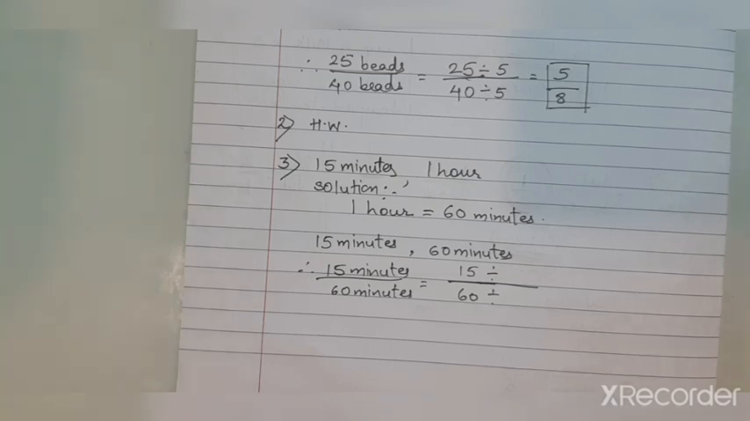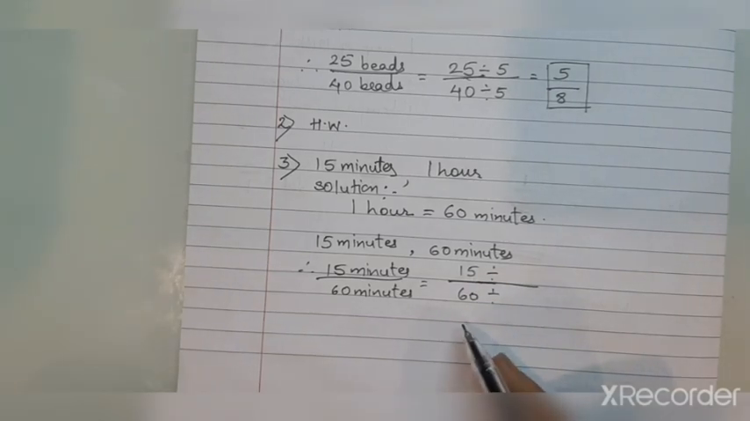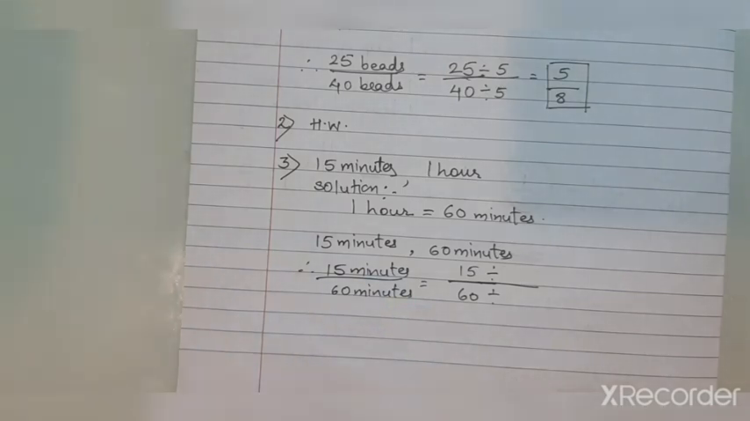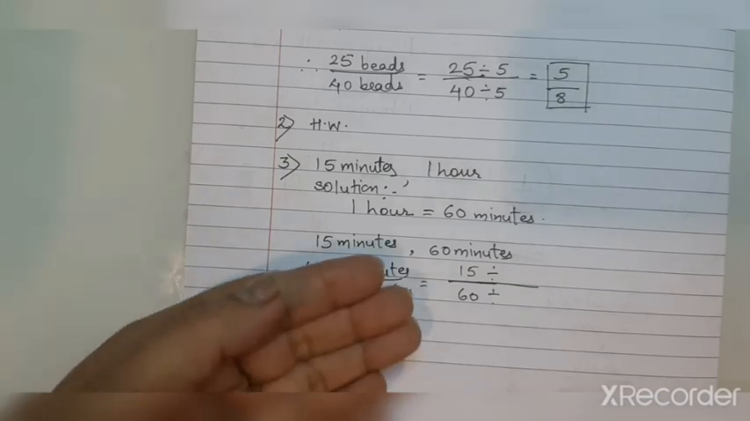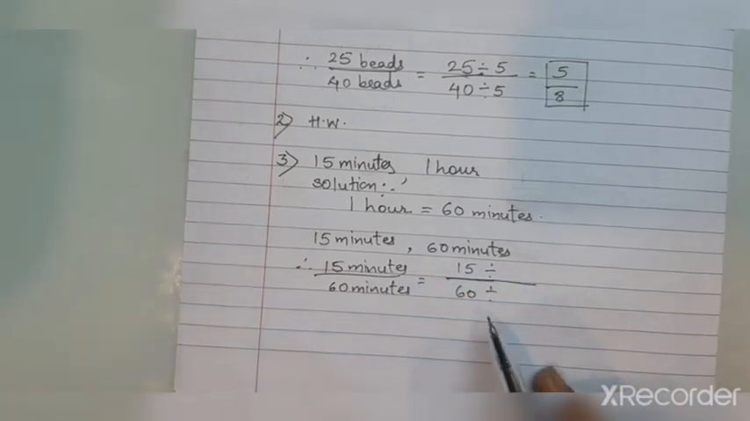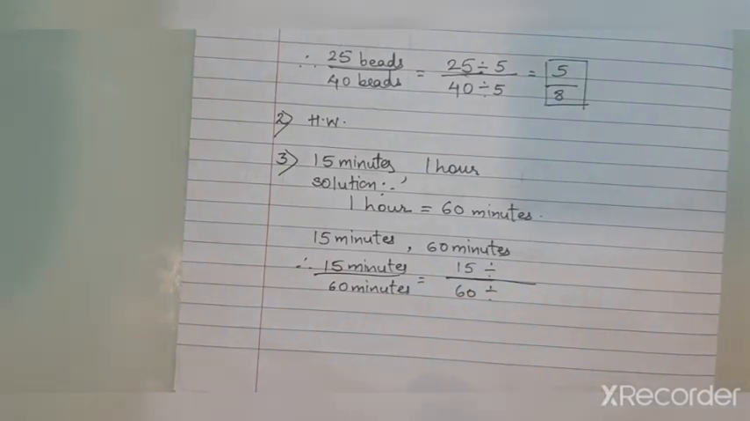There are many numbers, for example 3. So 15 and 60 are present in the table of 3 also. 3 5s are 15 and 3 20s are 60. Then again they are the multiples of 5 also, because 15 is present in the table of 5 and 60 is also present in the table of 5. 5 3s are 15 and 5 12s are 60. And then one more, there is 15. 15 1s are 15 and 15 4s are 60.